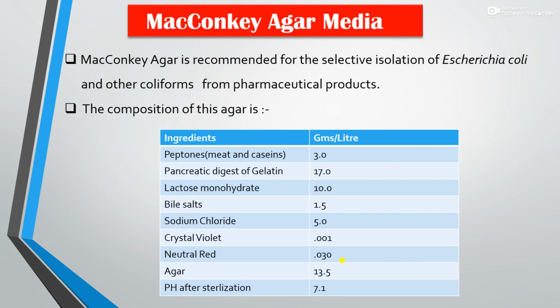Let's go into detail about MacConkey media. It is highly recommended for the isolation of Escherichia coli and other coliforms from pharmaceutical products. Let's take a look at the composition of the agar. Three points to note here: the ingredients include neutral red, crystal violet, sodium chloride and bile salts.